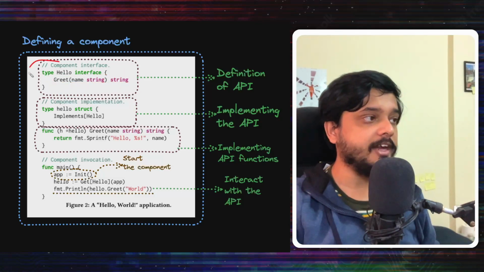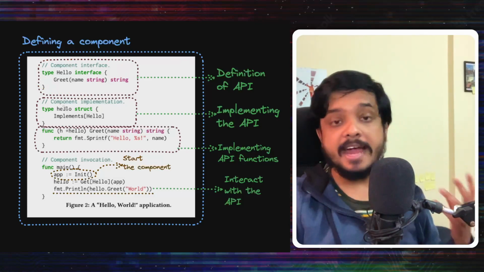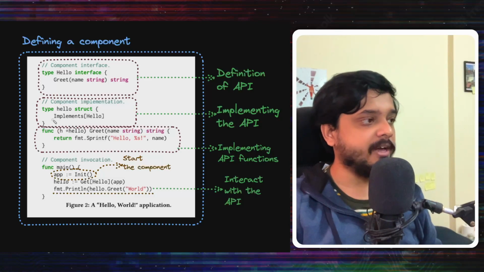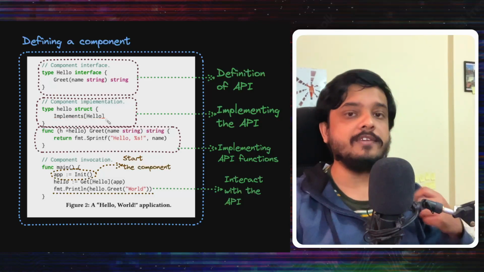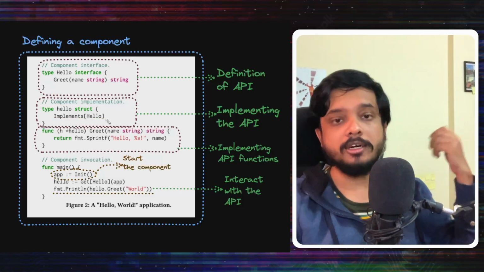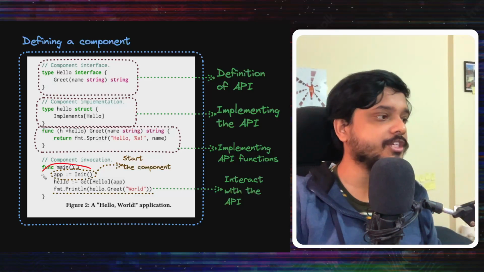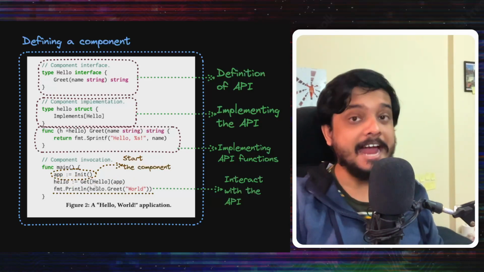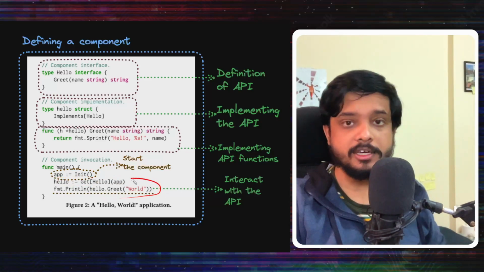Now the API is defined by this interface for the component, and it has to be concretely implemented using this struct, which embeds this implements hello to signify that it is inheriting from the hello interface. The init function initializes the component, and this is where we get the object of a component. And you see, we are calling the greet function here.